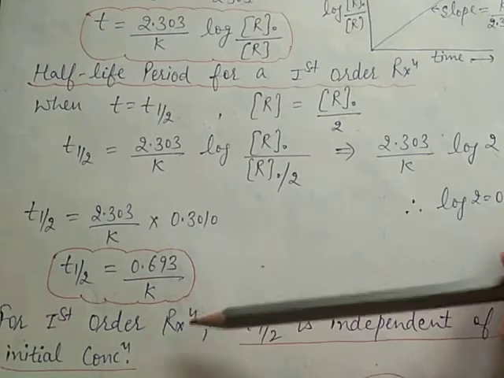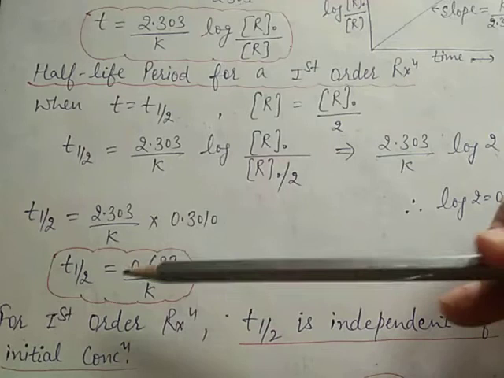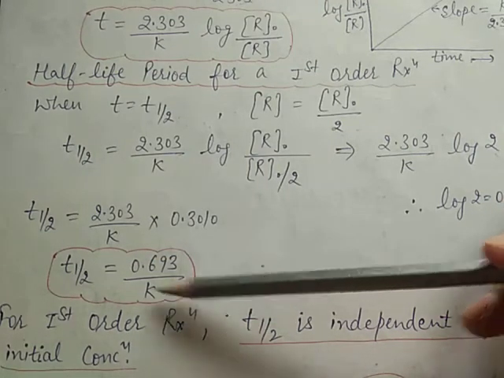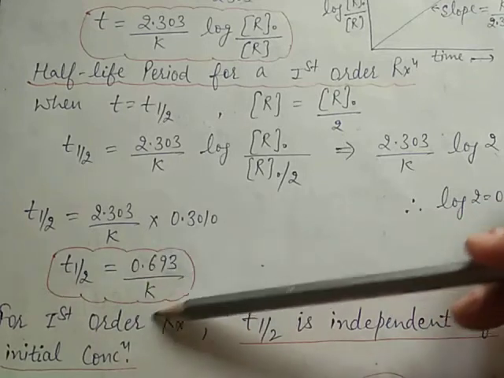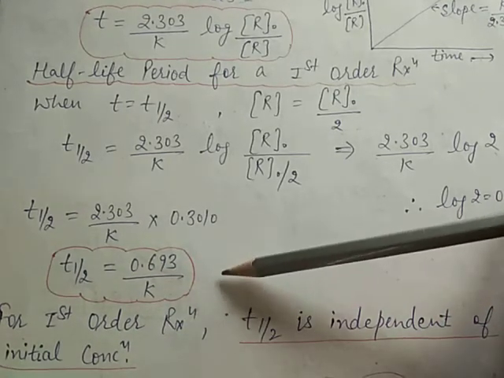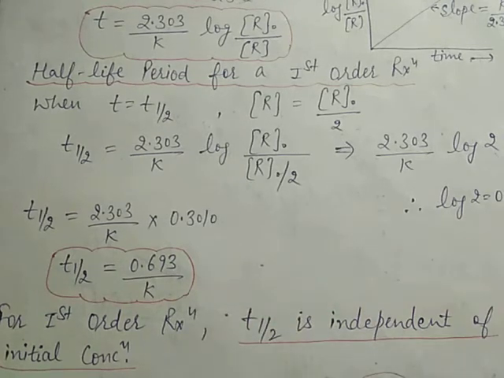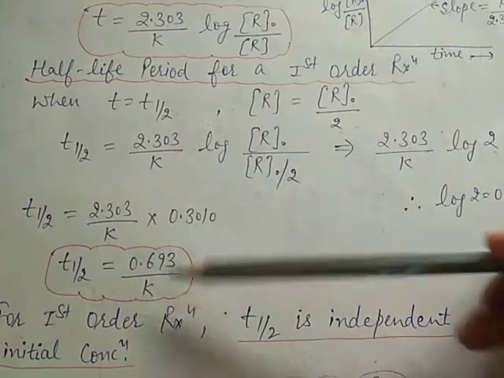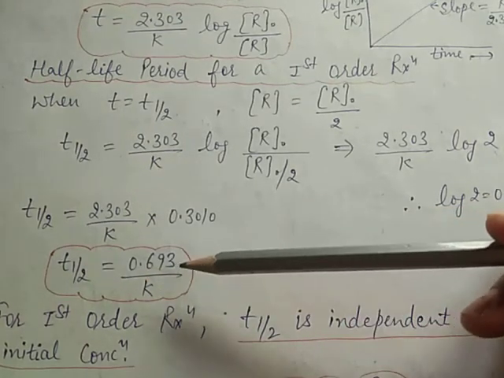Now for the first order reaction, we observe that t half is independent of initial concentration. It depends only on the rate constant but is independent of initial concentration, because in this formula no concentration term is involved.